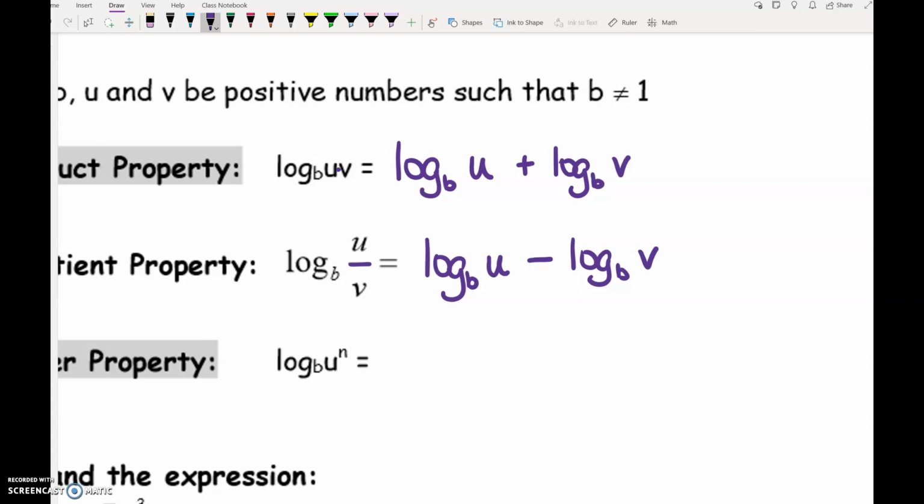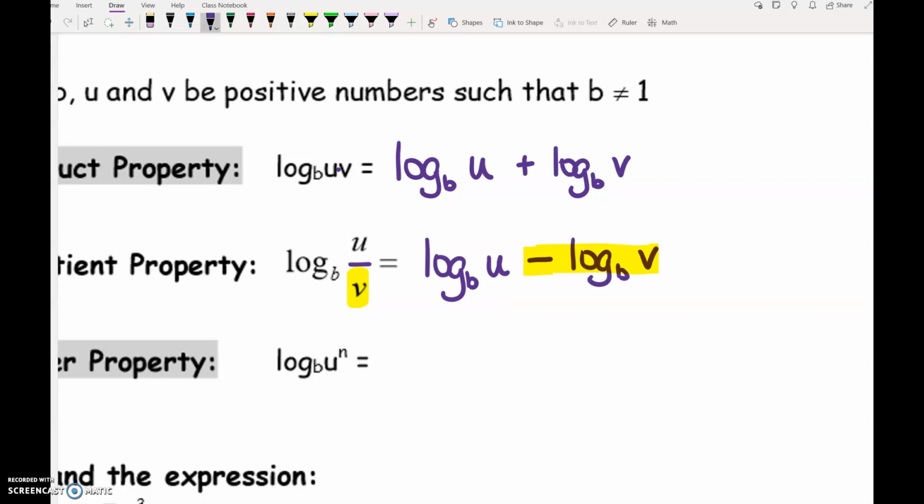So does the order matter? In the first one, you could do log v plus log u. The order does not matter. But in the second one, because the v is on the bottom of that fraction, the bottom of that division, the v log must have the minus in front of it. So that minus is going to go with the log that has the v in it.